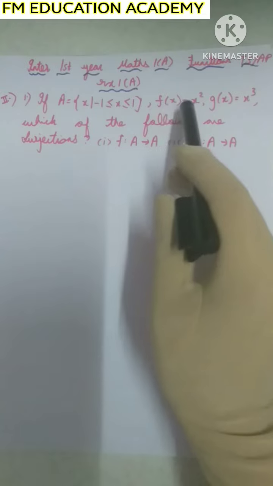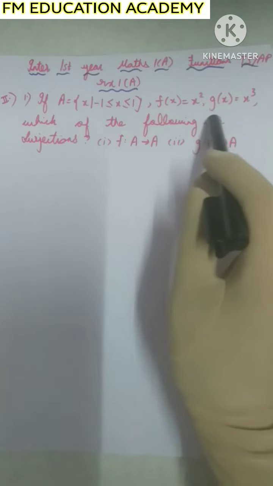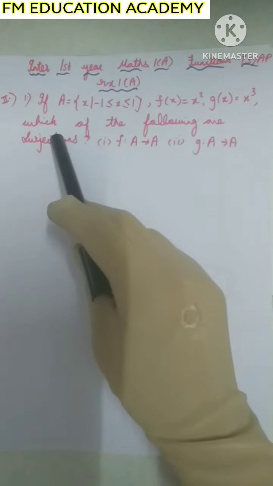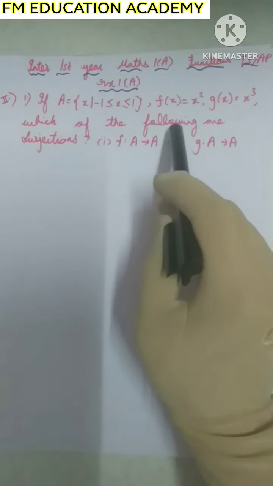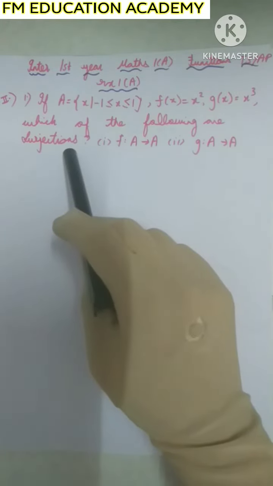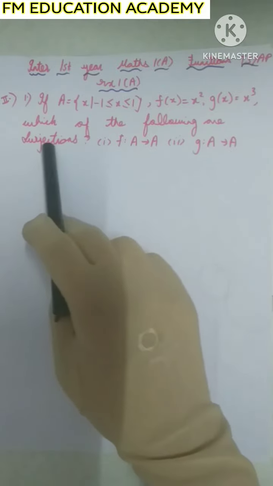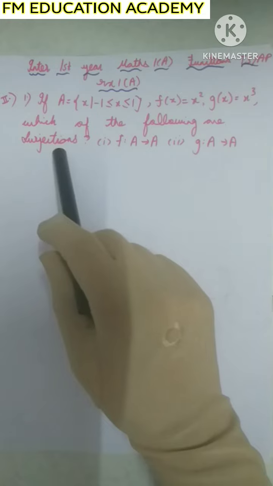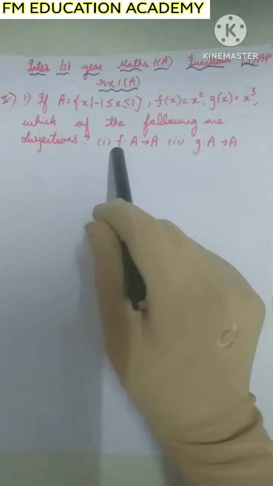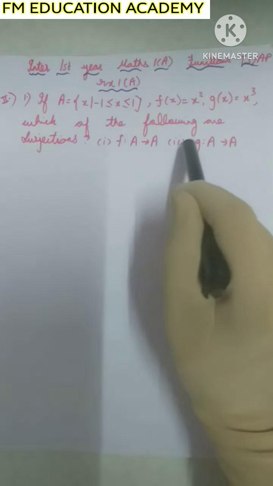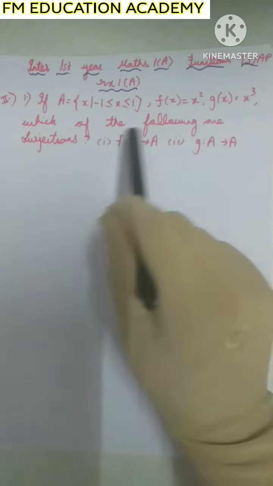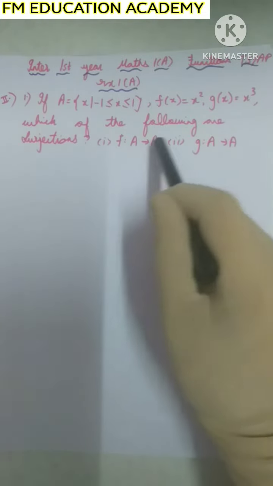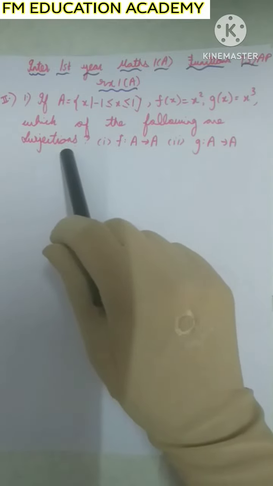Don't worry about this. Just remember that it is in between the range of -1 and +1. And f of x is given as x square and g of x is given as x cube. It is asking us which of the following are surjections. In the previous video also I told you what surjections are, but I'll say it again. First bit, f is a mapping from A to A, second bit, g is a mapping from A to A. Two bits are given, we have to solve both in this first question, and say whether they are surjections or not.